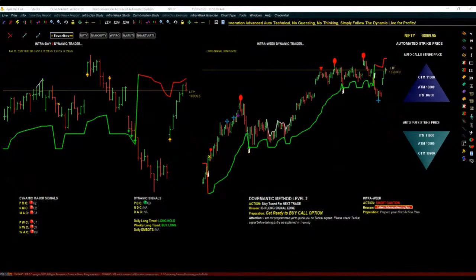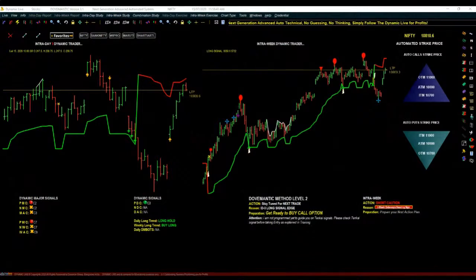Now this is Nifty. And as you can see here in the action information, it is very clearly written as stay tuned for the next trade. Earlier today morning at 9:30, you must have seen it had given a buy. It told us to buy a call option very clearly. It was written in the action information. After you bought, as the price started increasing, right at the top there was a long signal edge point wherein it very clearly told us to exit call option.